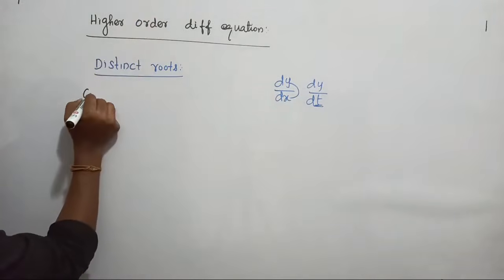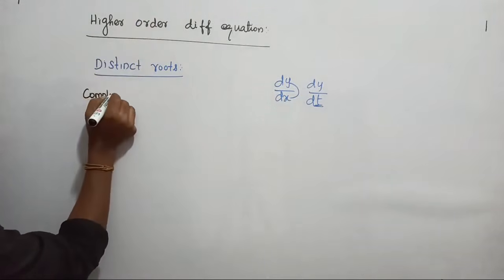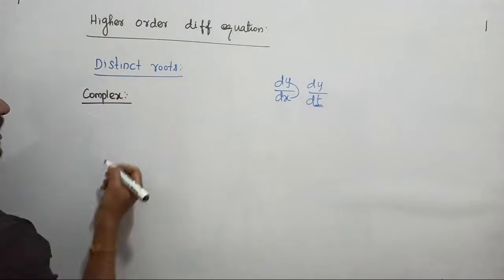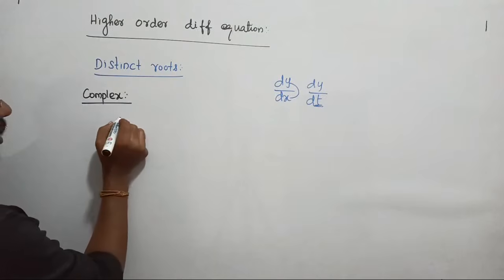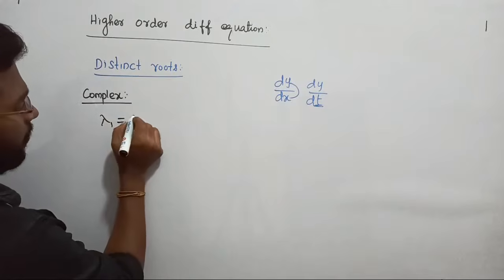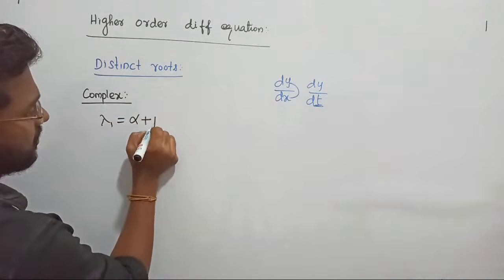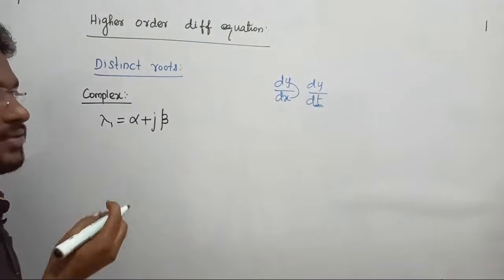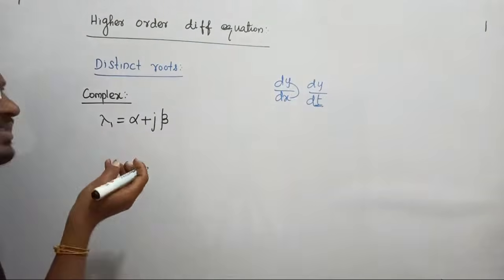Now, when we are looking for complex roots, what do I mean by complex roots? For example, I have a root lambda 1 that can be written as alpha plus j times beta. I am just considering alpha plus beta to represent these things in some proportional way.